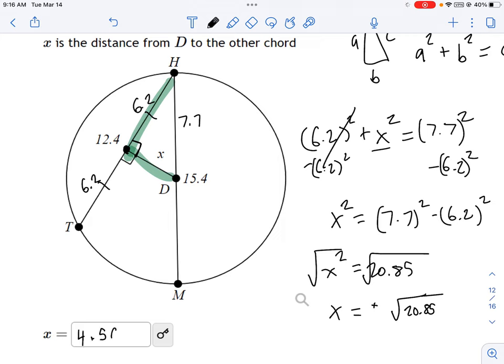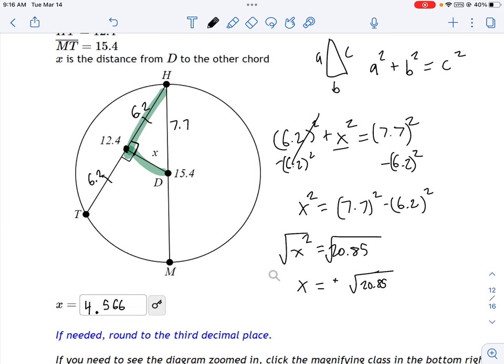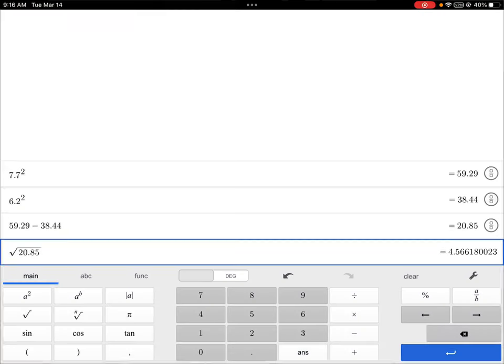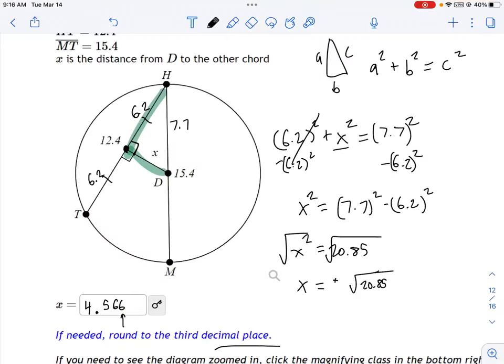And that would be it, right? It says if needed, go to the third decimal place. We did, and if you double check, the digit after that 6 is a 1, and the 1 will round down. So be careful around it there, but suffice to say, we've done everything we need to. We've found our missing distance. That's all it's asking us to do.